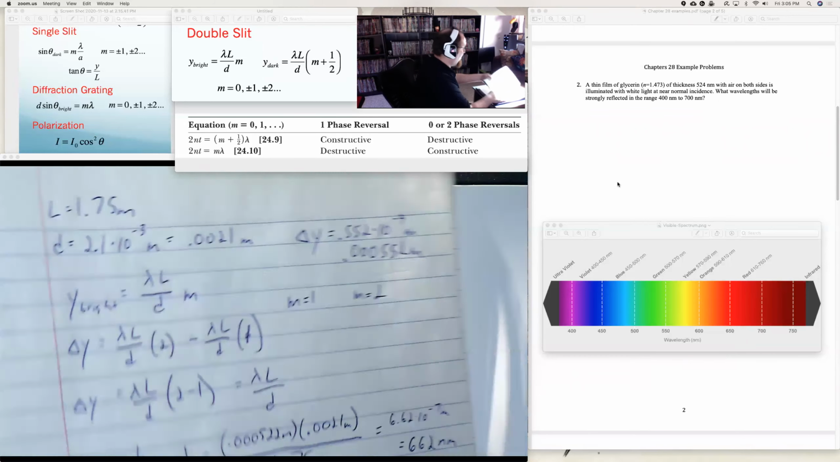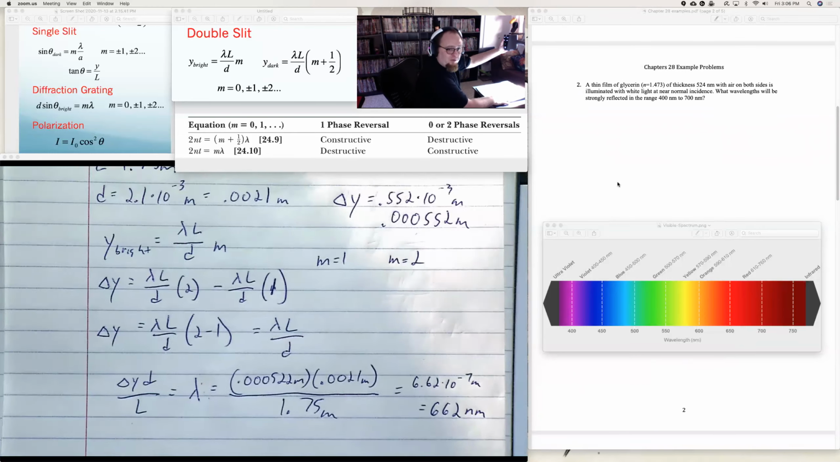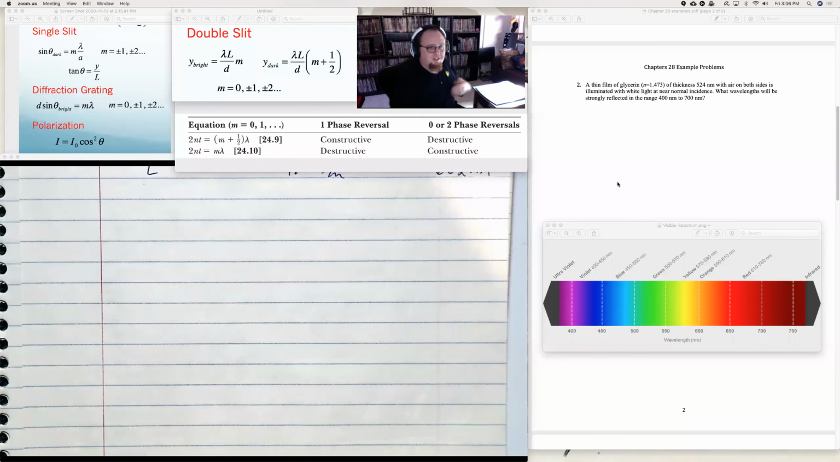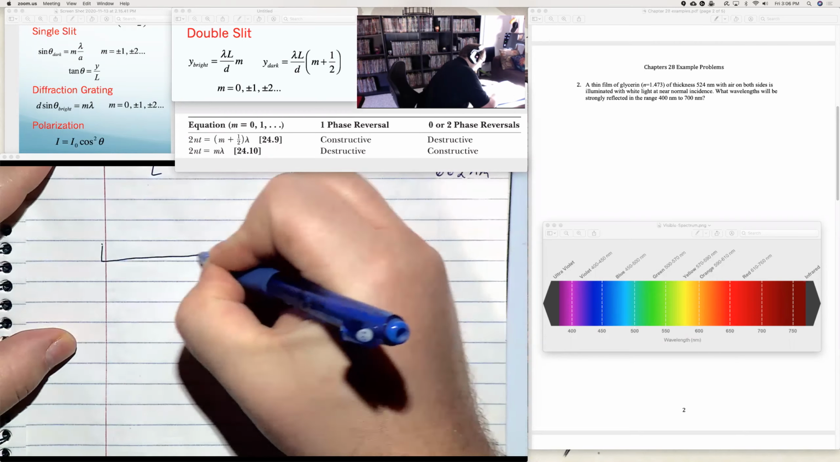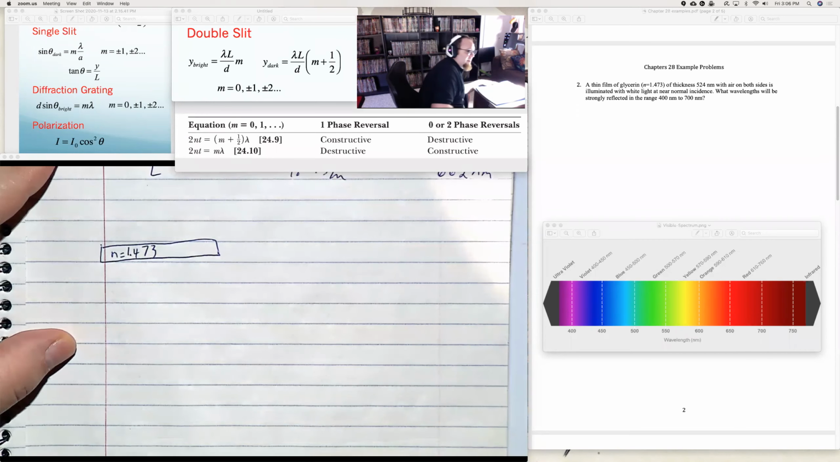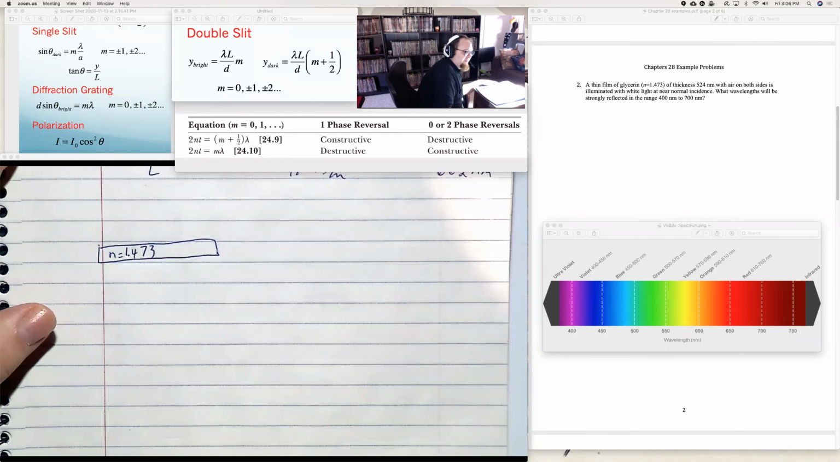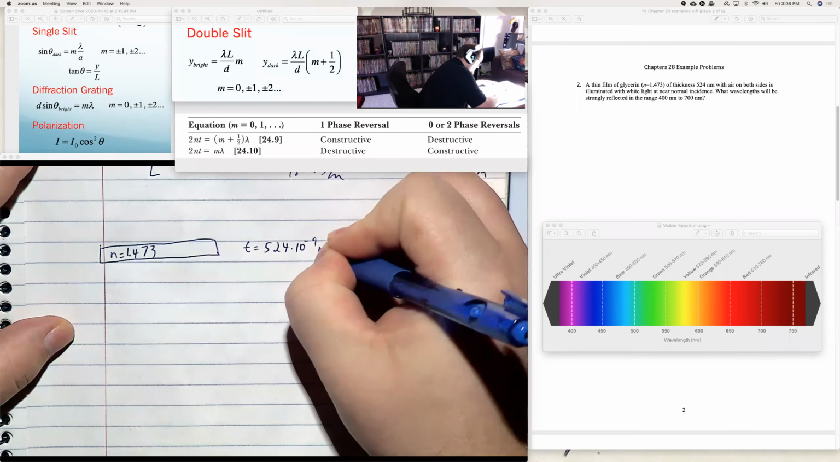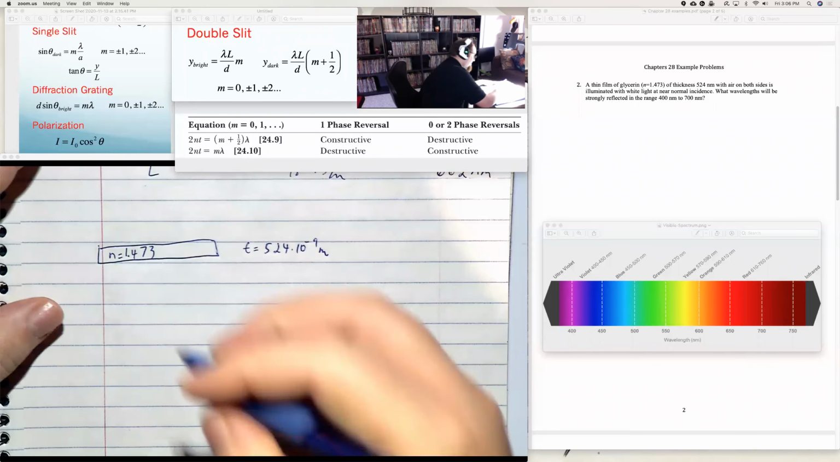The second question says a thin film. Well, I'm going to stop right there and say, okay, this is a thin film problem. I know it's a thin film problem because it says the word thin film. These problems are usually pretty easy to figure out what type of problem. It'll either say double slit or single slit or diffraction grating or thin film. For thin films, though, the equation changes depending on the setup. And in this one, it says I have a thin film of glycerin of a thickness of 524 nanometers with air on both sides.